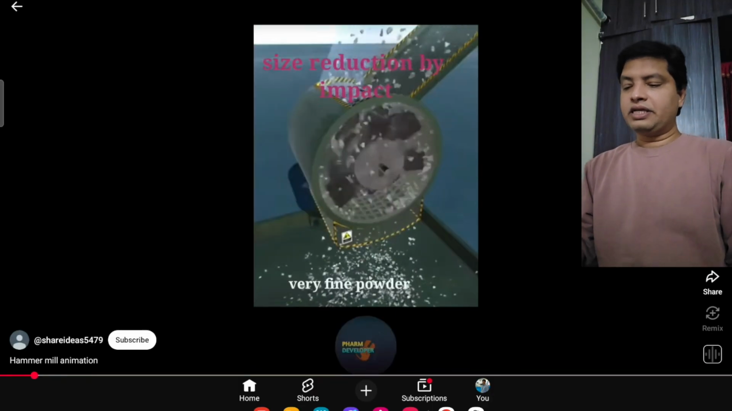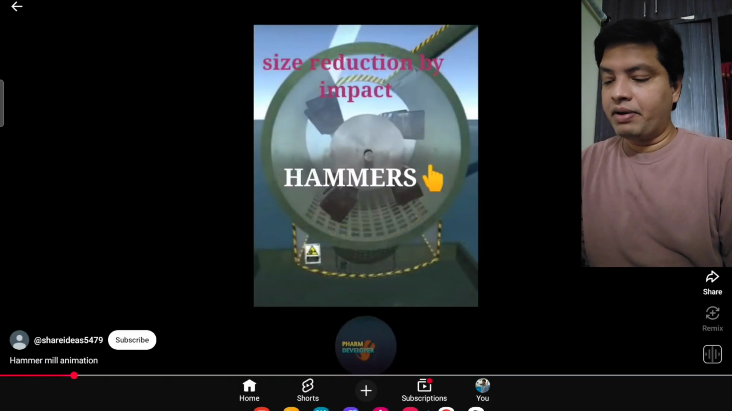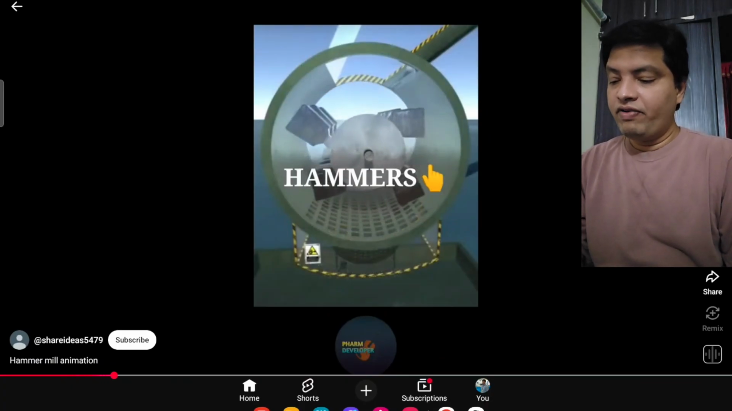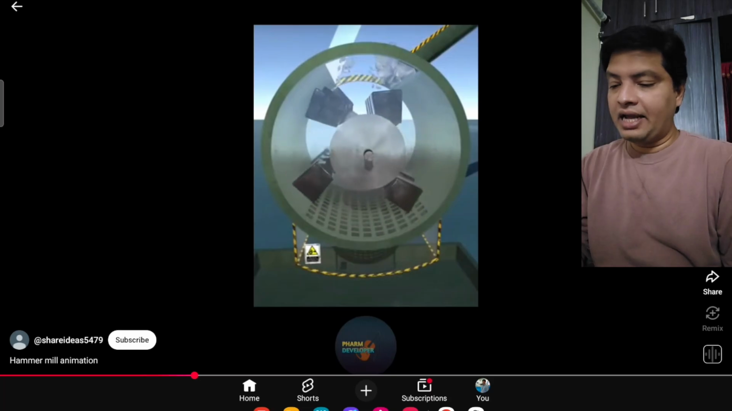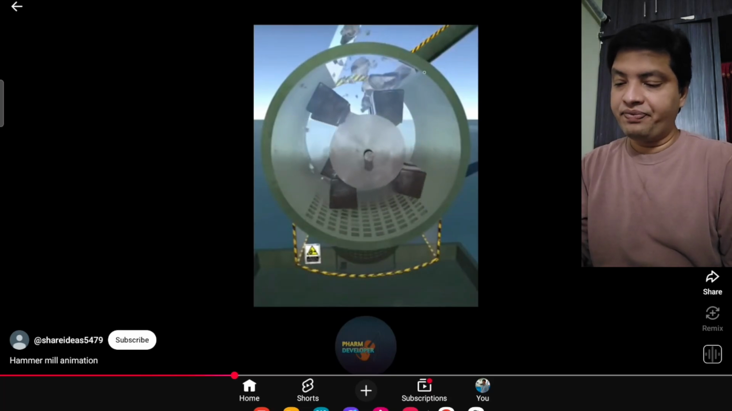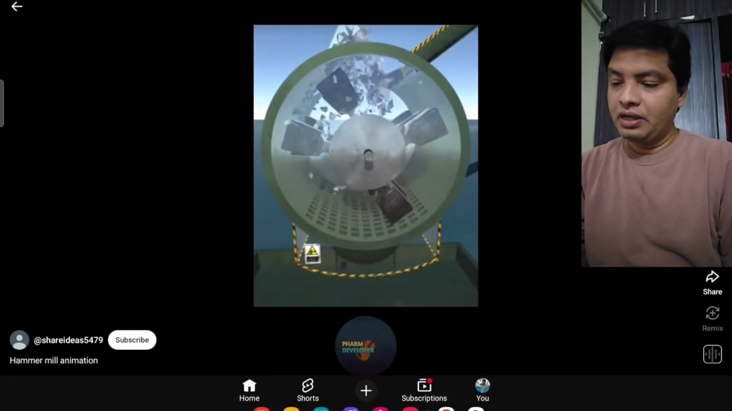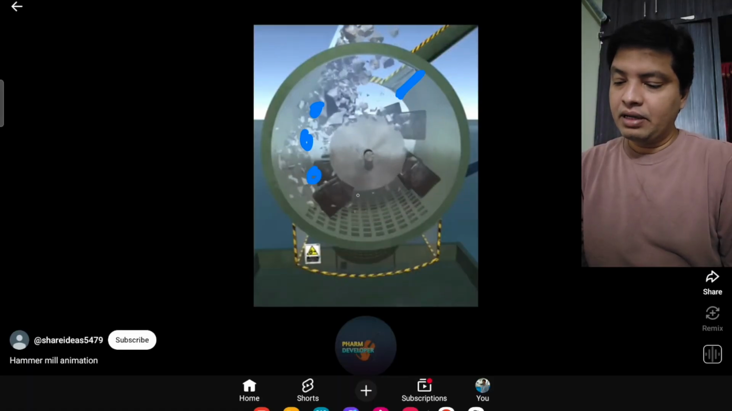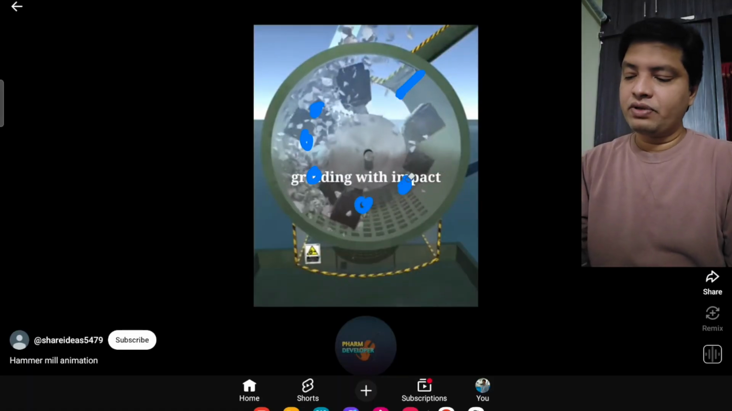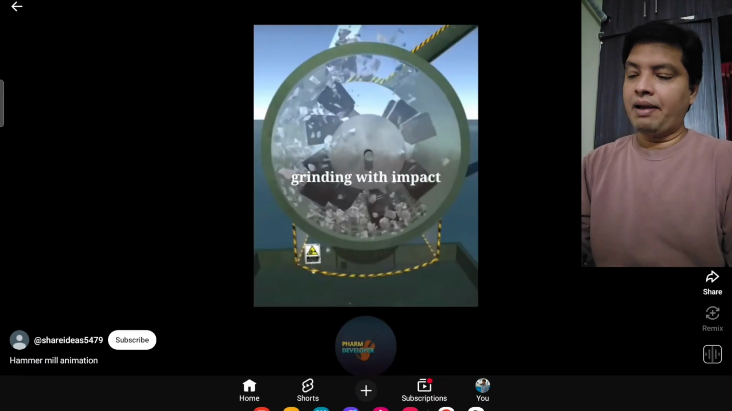Check the working of the hammer mill. We have hammers here, and these hammers are swinging at high speed. See, material is coming from up, from here. This material is being struck by the hammers. So that is what is happening in the hammer mill.